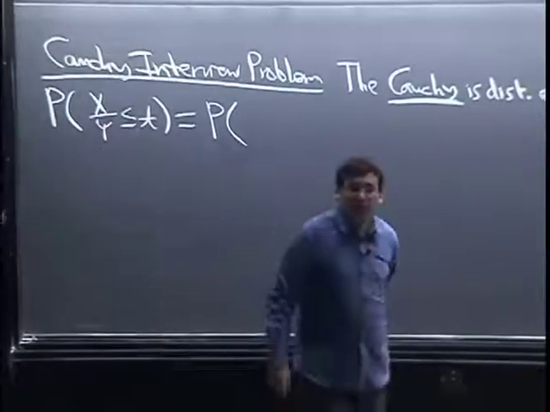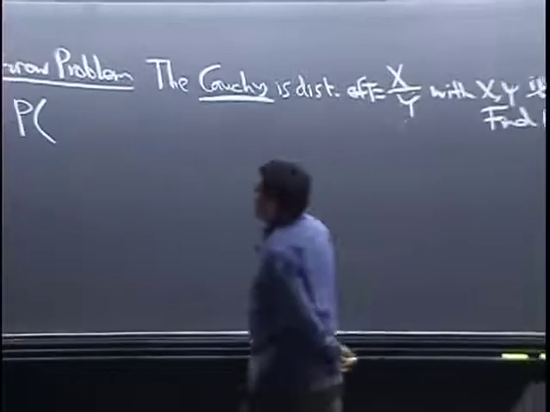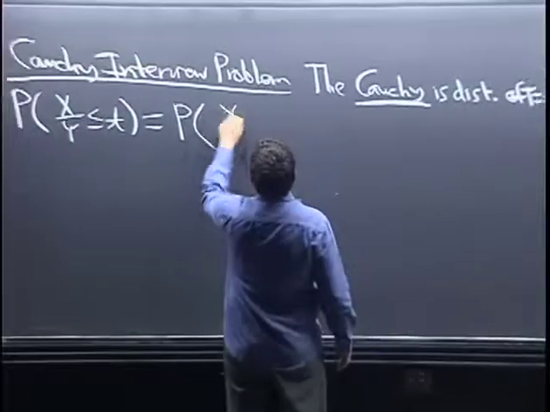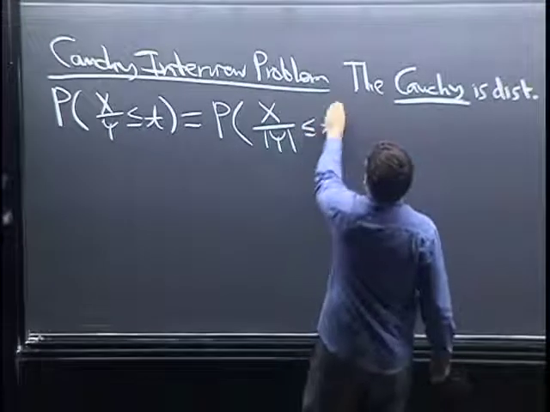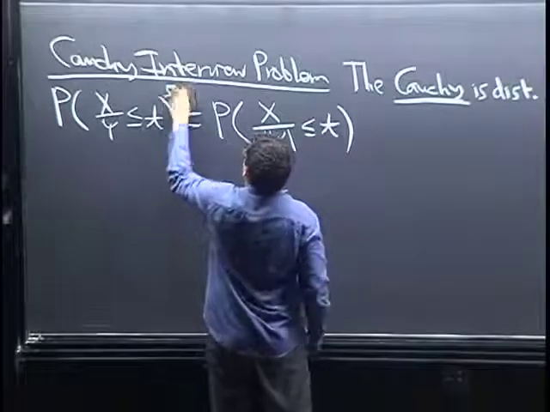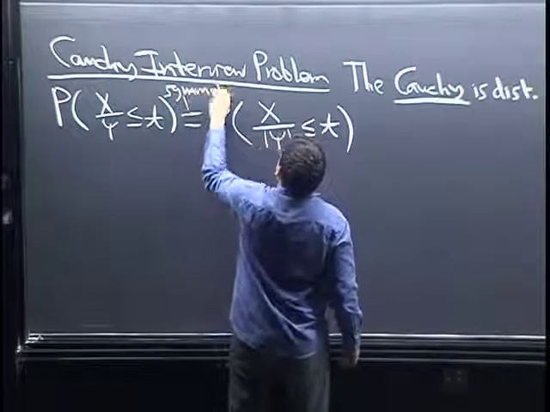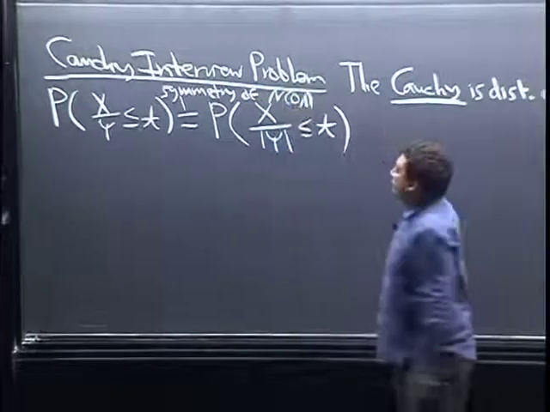My first impulse would be to multiply both sides by y here. We have to be careful in doing that because y could be negative. So we can simplify this a little bit by using symmetry first and putting absolute values. This follows from the symmetry of the normal.